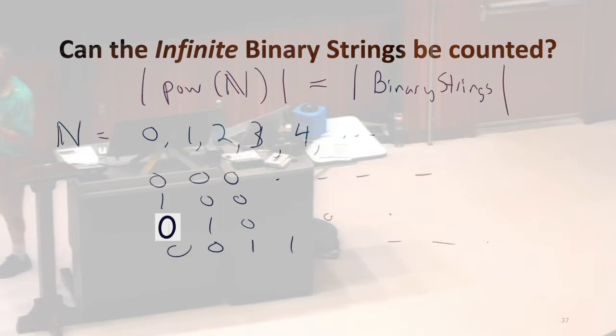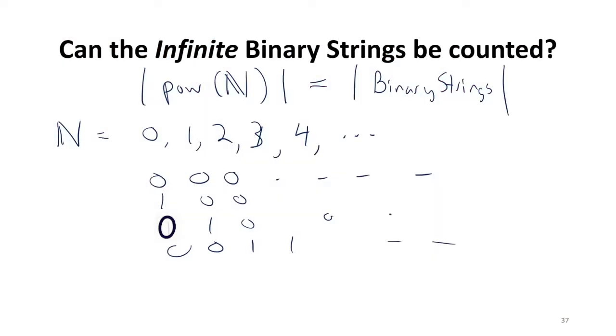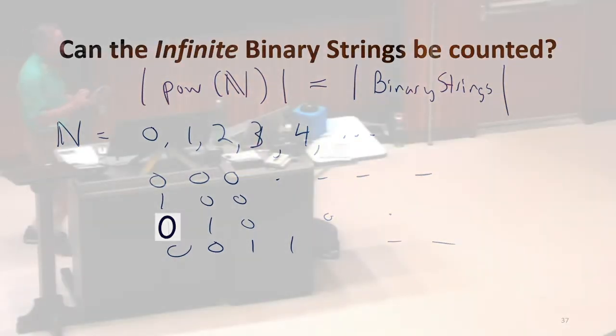We can define the power set as, for every element of the set, there's a bit string that says yes or no as that element in it. And all of those put together is the power set. So that, I think, is a pretty easy way to see that the cardinality of those two is the same, and we can't count the infinite binary strings.